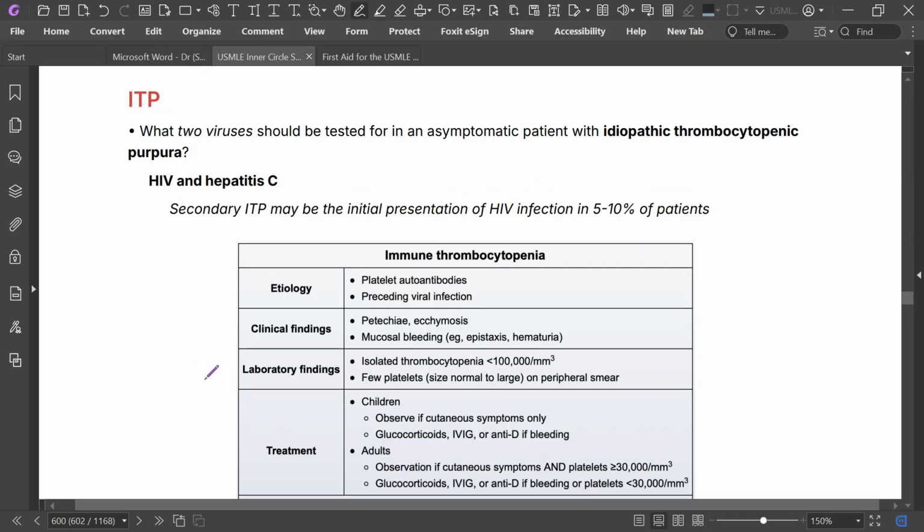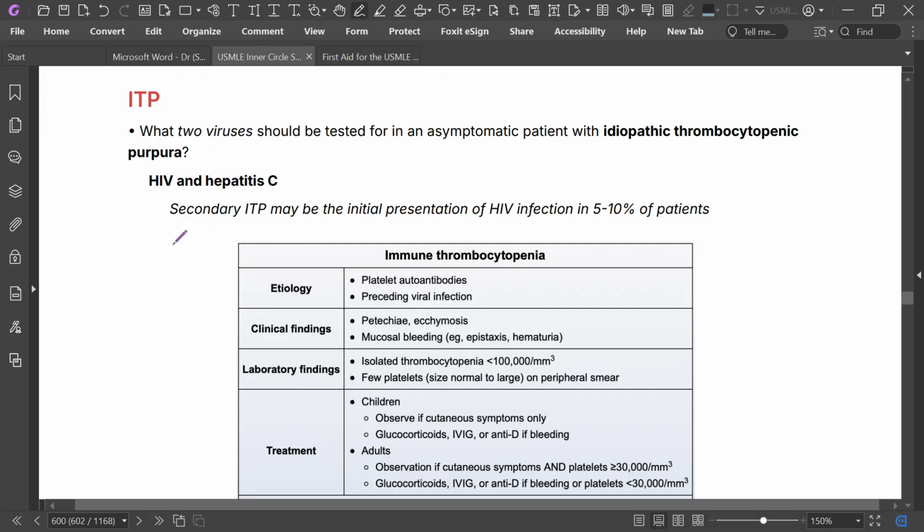Okay, now ITP. What two viruses should be tested in an asymptomatic patient with ITP? HIV and hepatitis C should be tested. In secondary ITP, there may be an initial presentation of HIV infection in 5 to 10% of patients.